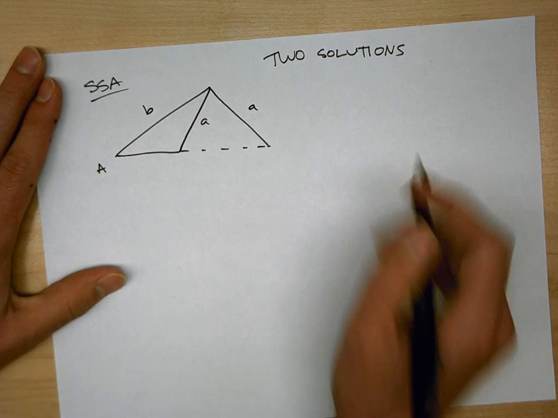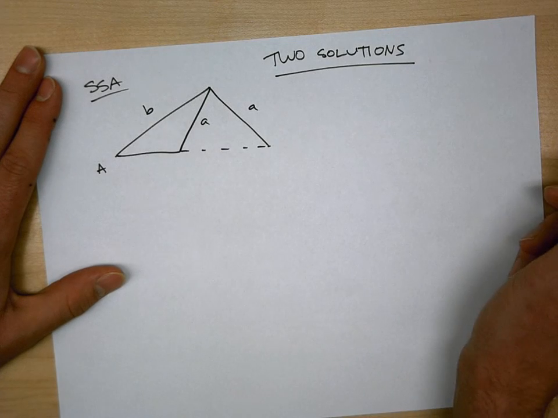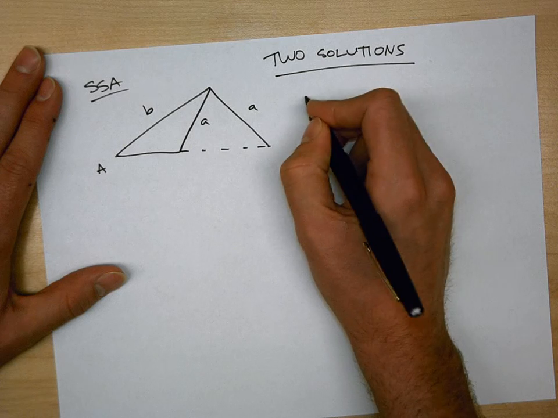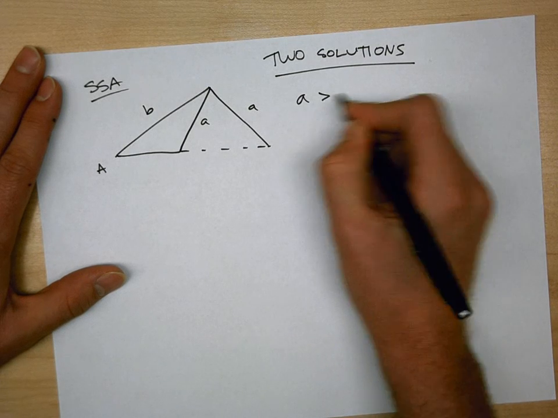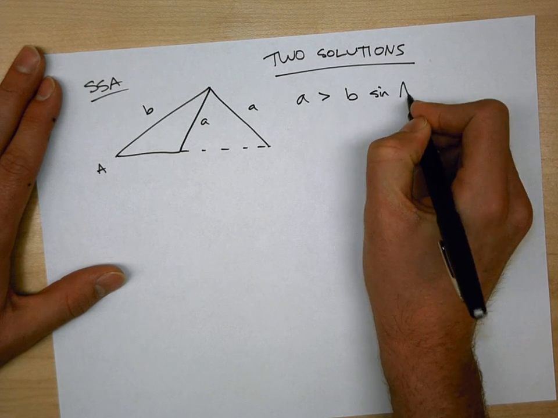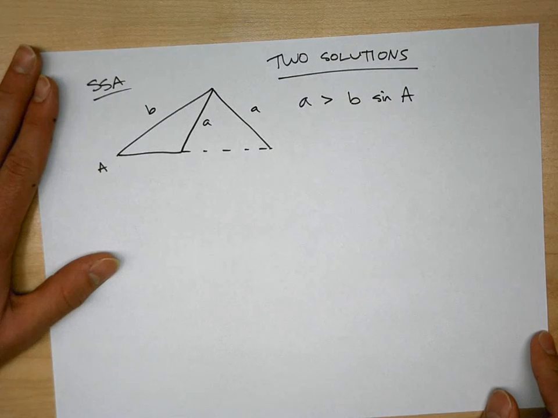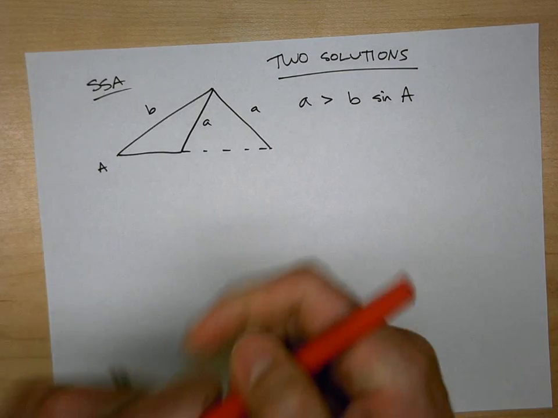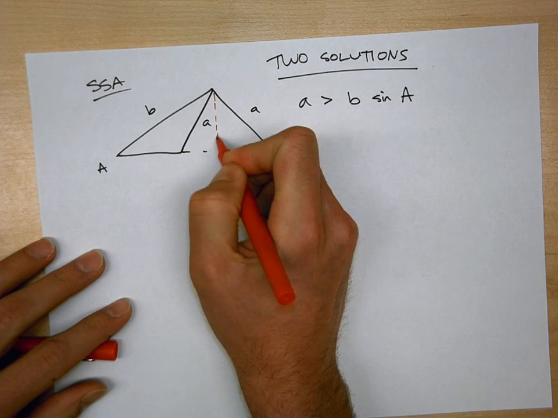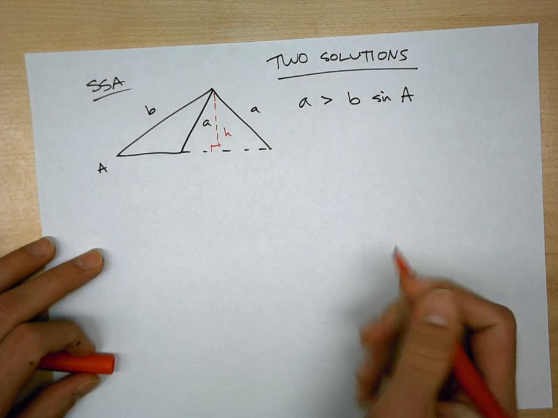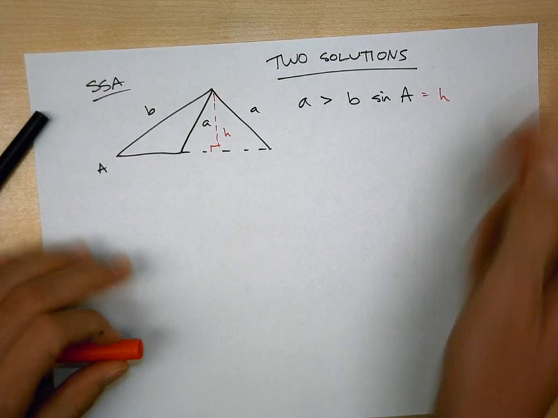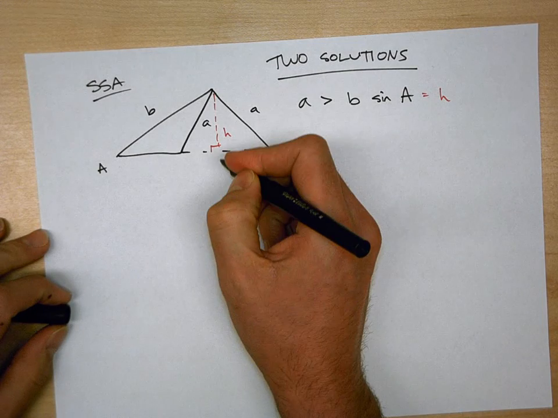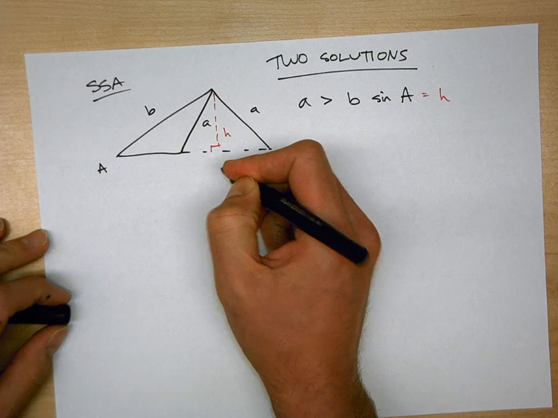And this is going to happen, you always want to test this at the beginning before you get started, when little a is bigger than b sine of A. So this is the case where if you had dropped this same perpendicular, h, remember that h is equal to b sine of A. This guy is shorter than a, because if we had dropped a down here, he would reach all the way down here.